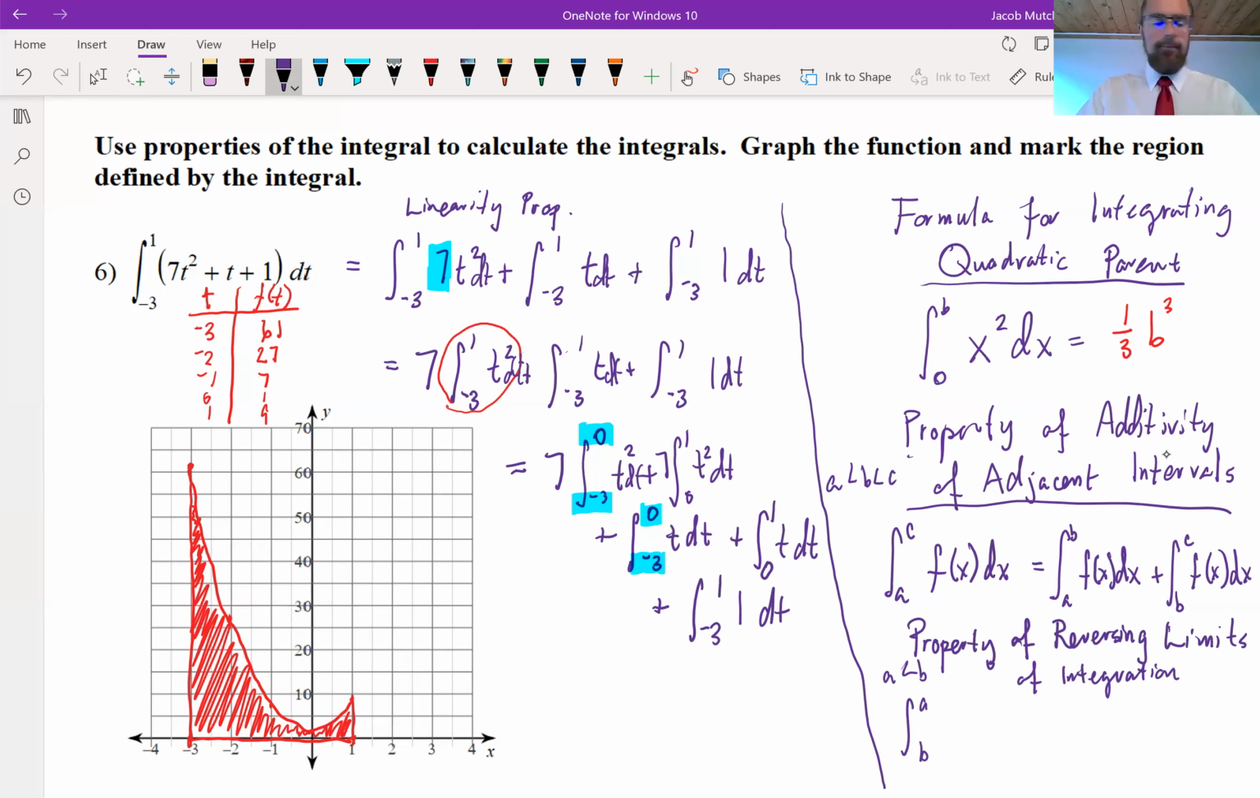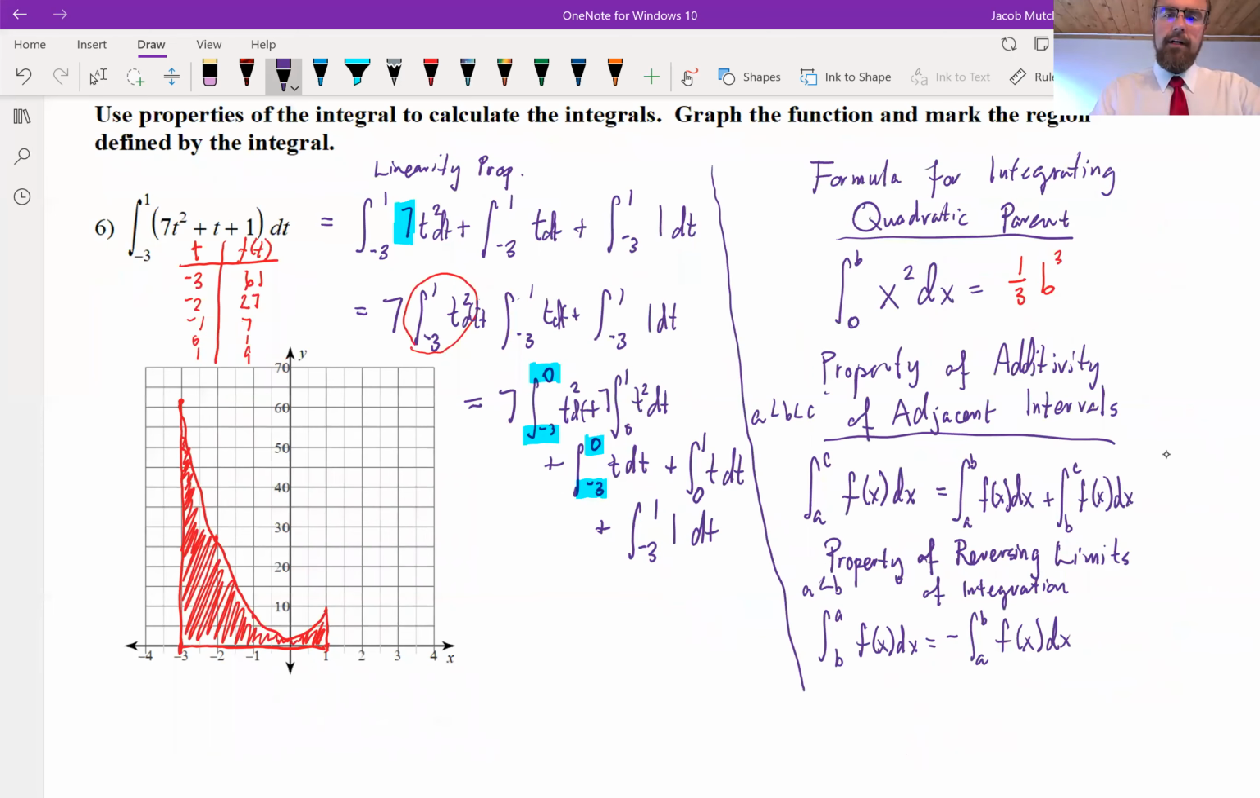But notice it's flipped of f of x dx. Essentially, I can switch the A and the B, the limits of integration, and all it's going to change is the sign out front. It's going to become negative of f of x dx. So for these two terms that we identified where we need to switch these limits, this property of reversing limits of integration allows us to do that. And essentially, we just switch the sign as we switch the limits of the integration.